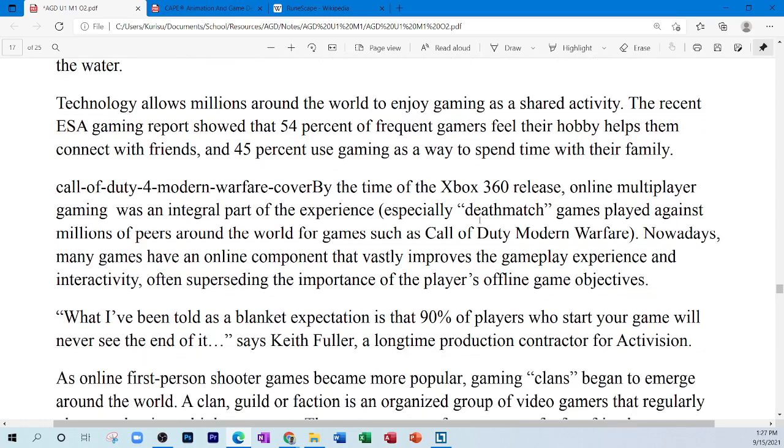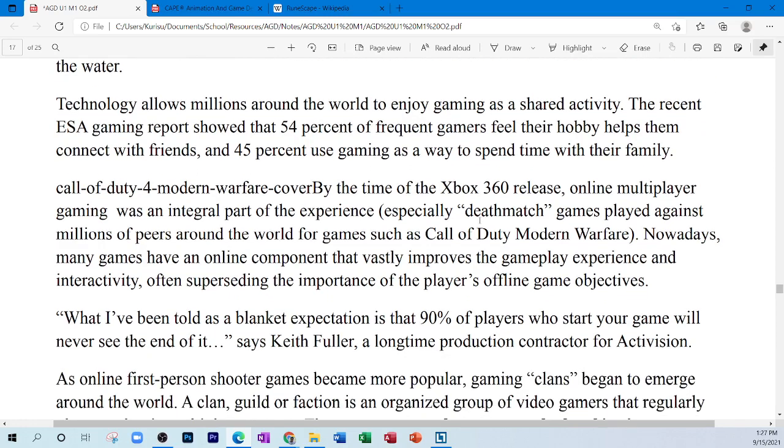Call of Duty 4: Modern Warfare came out around the time of the Xbox 360 release. Online multiplayer gaming was an integral part of the experience, especially deathmatch games played against millions of peers around the world for games such as Call of Duty Modern Warfare. Nowadays, many games have an online component that vastly improves the gameplay experience, and interactivity often superseded the importance of players' online game objectives.